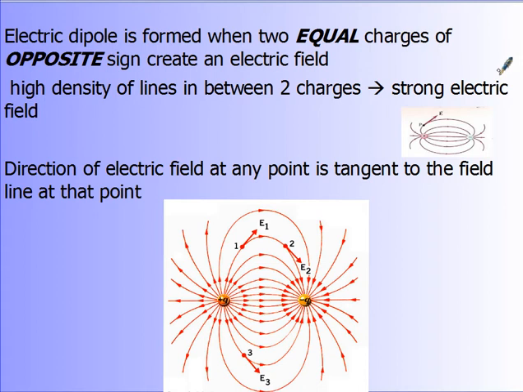Now, an electric dipole is something you need to know about. Di means two. Pole means extremes. So a dipole is when you have two equal but opposite charges. Okay, positive and negative charges. So here's an example. This is plus Q and minus Q. It starts on positive Q and goes off to negative Q.